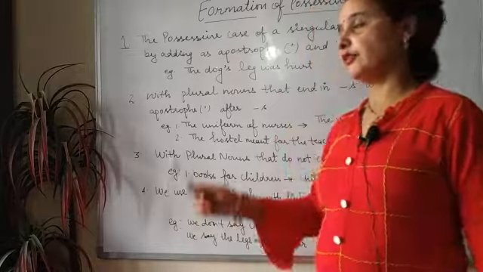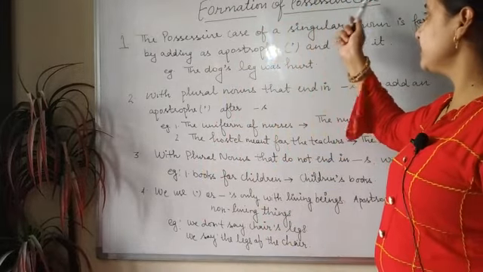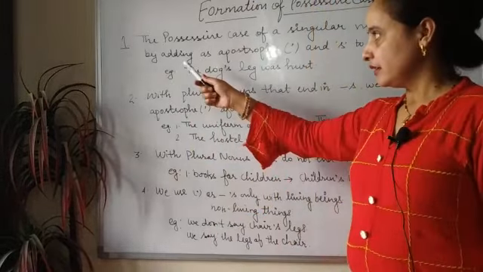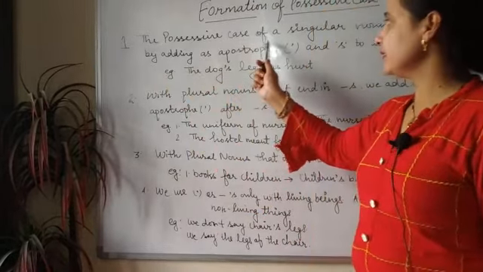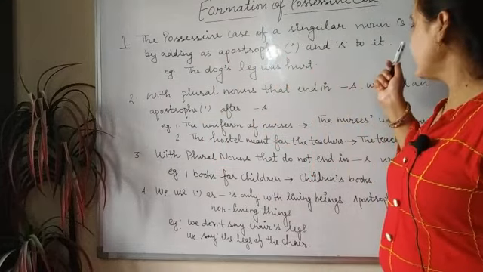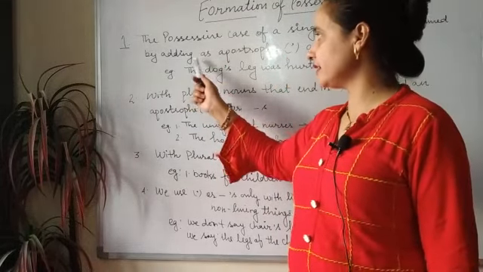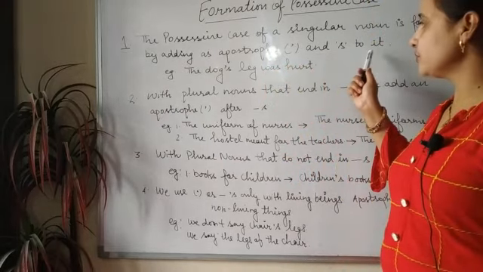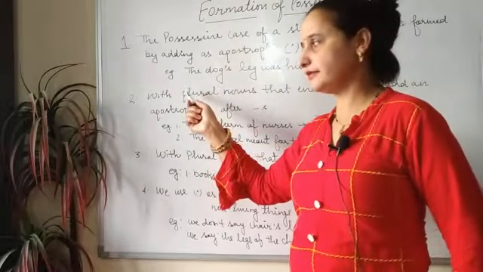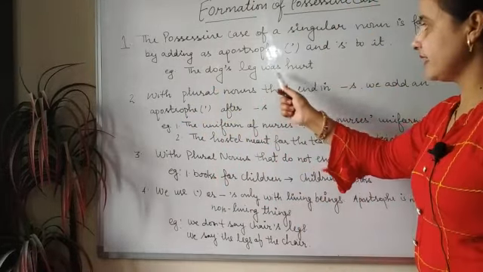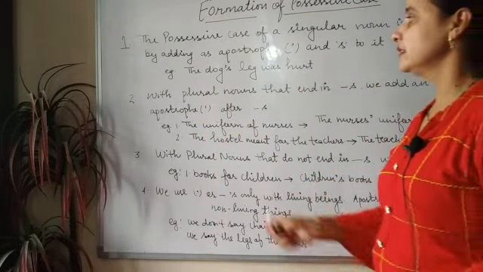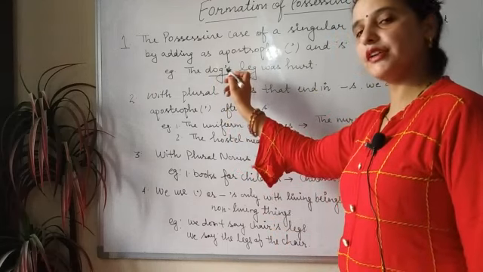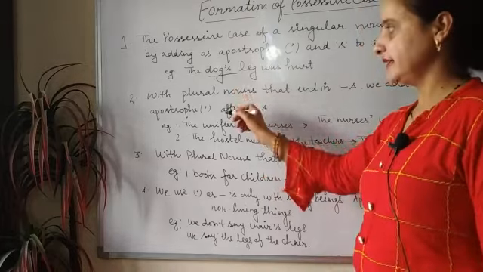Friends, our next topic is formation of the possessive case. How can we form a possessive case? See one by one. The possessive case of a singular noun is formed by adding apostrophe s to it. See, the example is here. The dog's leg was hurt. Dog, after dog is apostrophe and s.